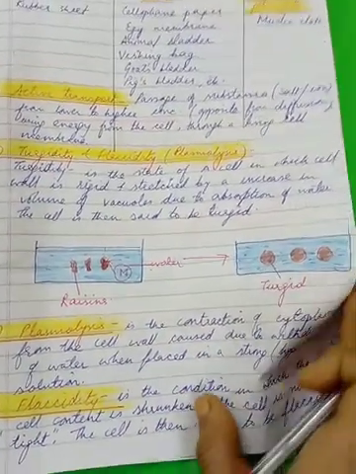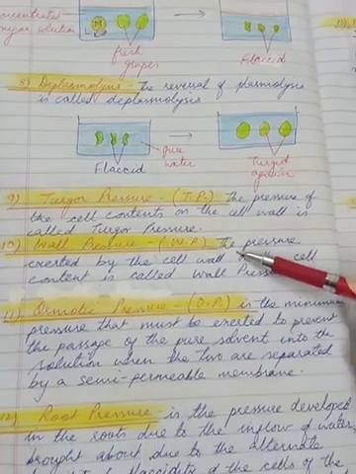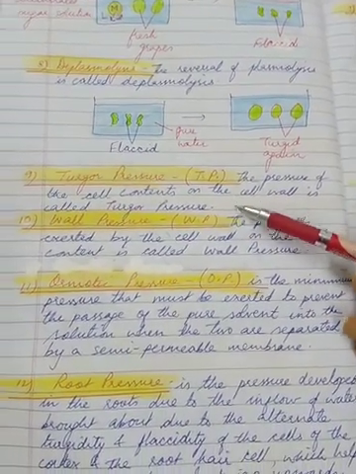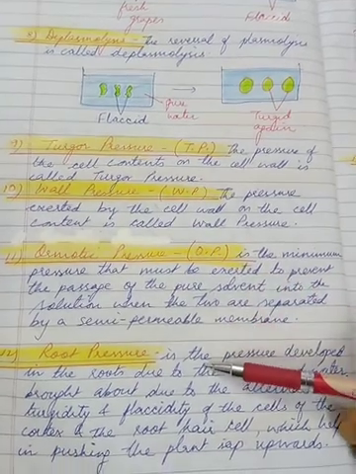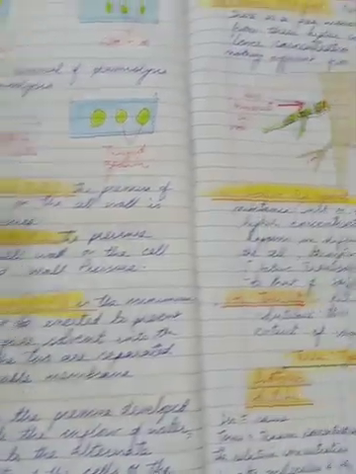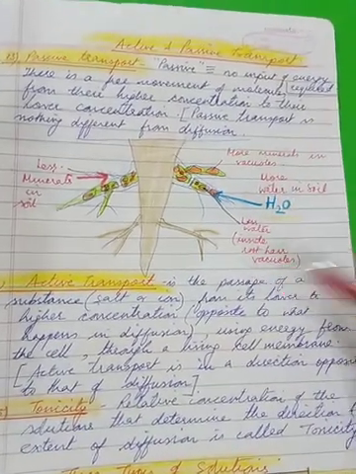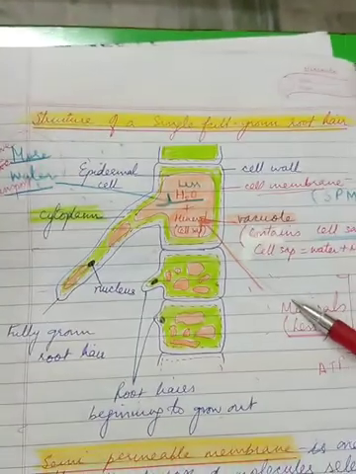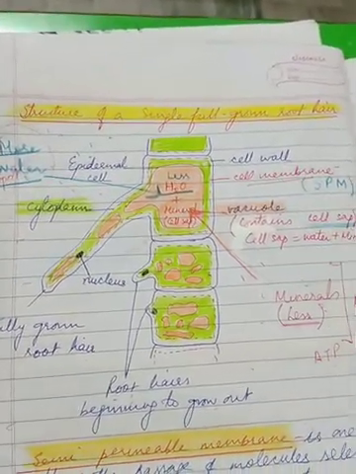Along with this, we move further with the explanations of plasmolysis, flaccidity, deplasmolysis, and different kinds of pressure which are operant: turgor pressure, wall pressure, osmotic pressure, root pressure. And then we had finished our class with active and passive transport with this diagram that I had explained about the structure of single fully grown root hair.